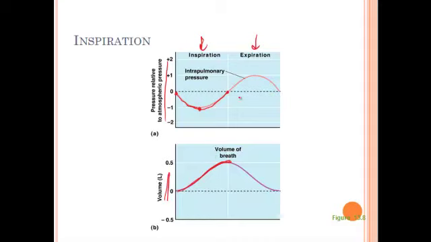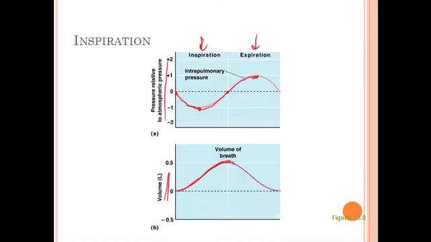Now as we expire, our diaphragm is going to relax. It's going to decrease the space in the lung. Intercostal muscles will relax. We've decreased the volume, and the pressure has gone up. So inside our lungs, we now have a greater pressure than the atmospheric pressure.